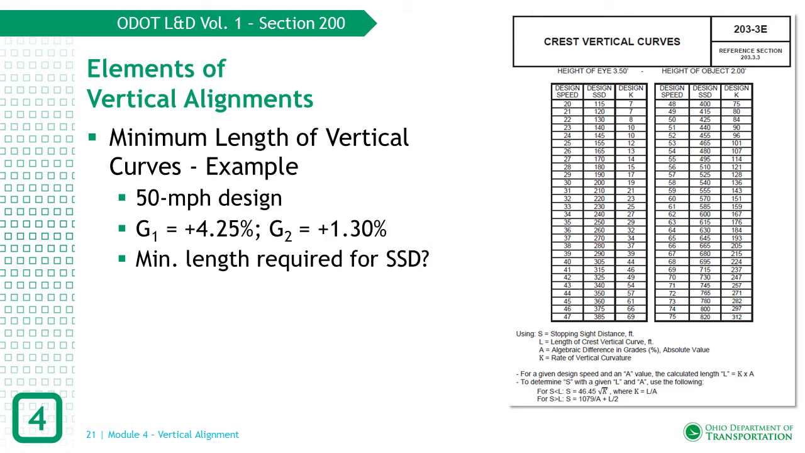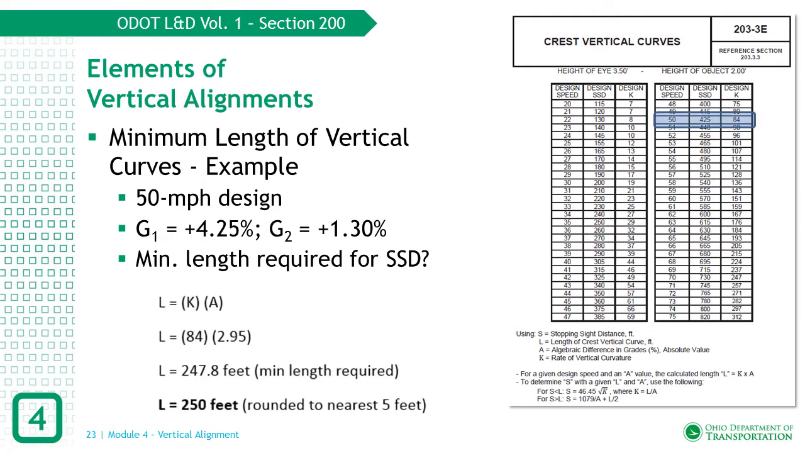Let's look at an example of how to calculate the minimum length of a crest vertical curve to achieve stopping sight distance using a 50 mile per hour design speed and a plus 4.25% grade intersecting a plus 1.30% grade. First, calculate the algebraic difference of the grades. In this case, A equals 2.95%. From figure 203-3, using a design speed of 50 miles per hour yields a minimum K value necessary to achieve the proper stopping sight distance of 84.